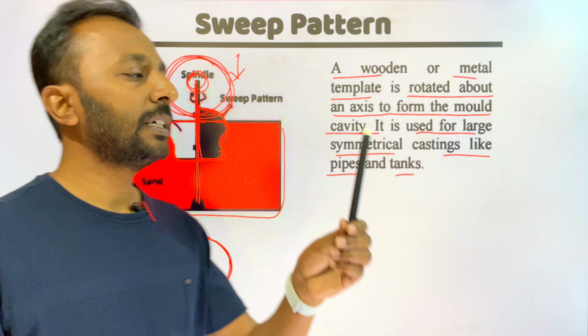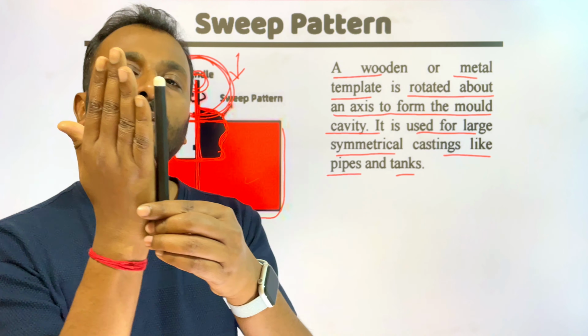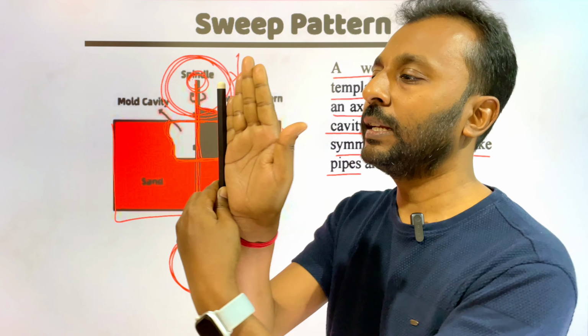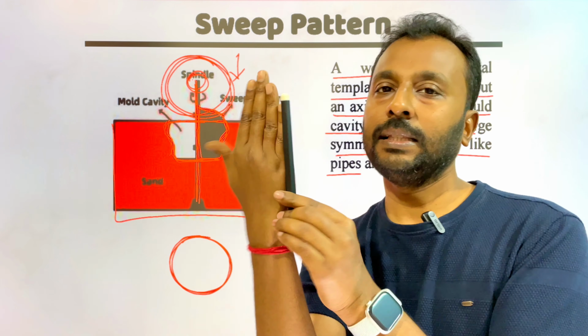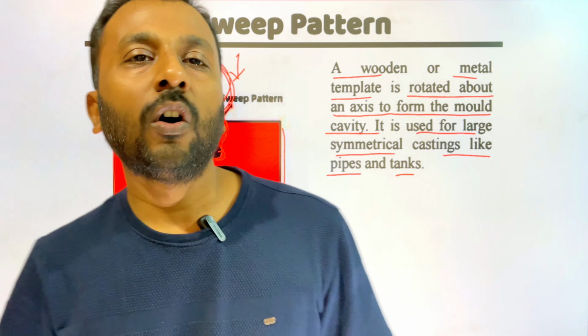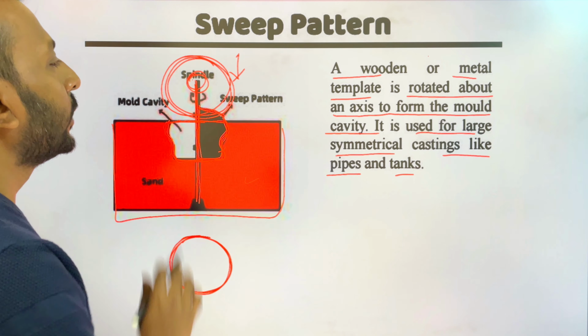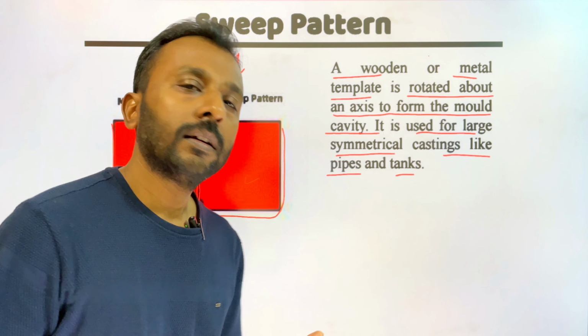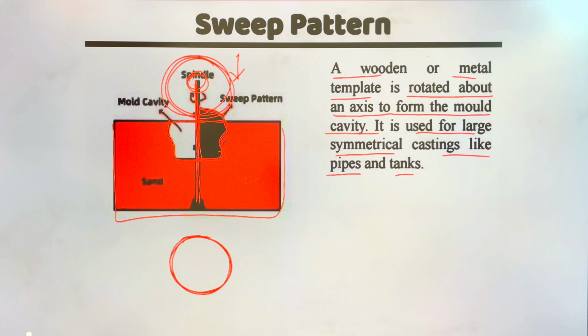So simply this is the spindle and this is the board. We are rotating it like this, and we are getting a hollow portion of the mold cavity, and we are creating the desired shape of the casting.